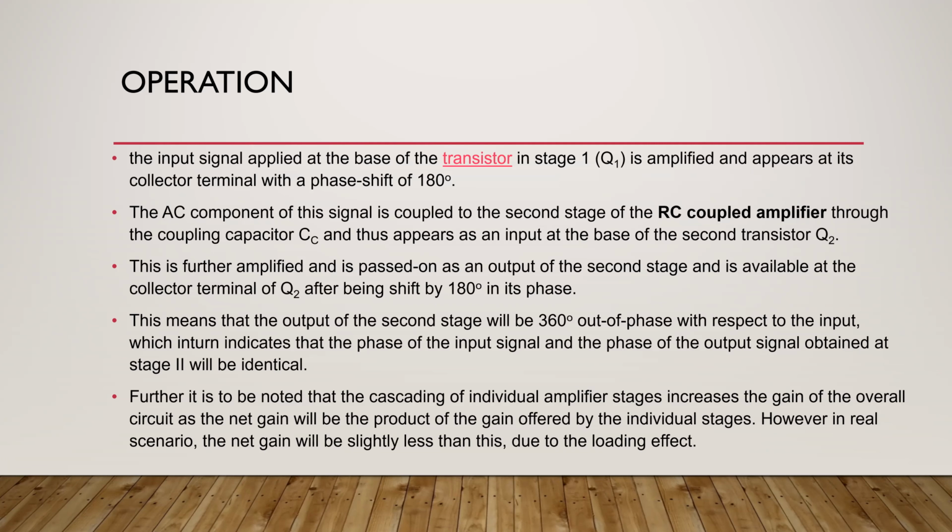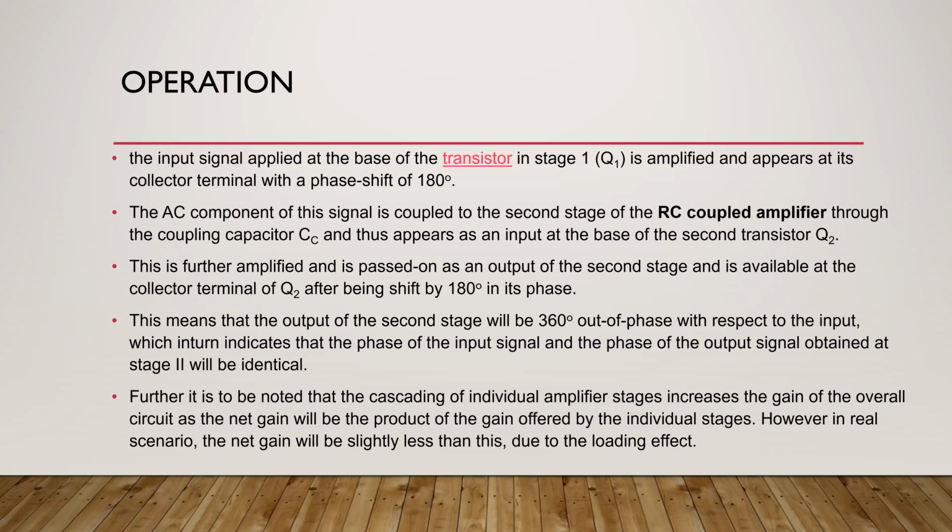After being shifted by 180 degrees in its phase, this means that the output of the second stage will be 180 degrees out of phase with respect to the input, which in turn indicates that the phase of the input signal and the phase of the output signal obtained at stage 2 will be identical. Both signals are identical.